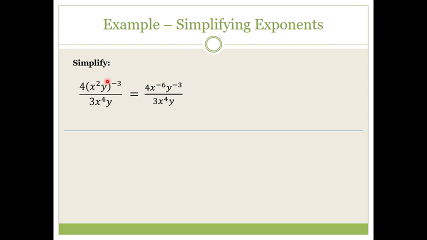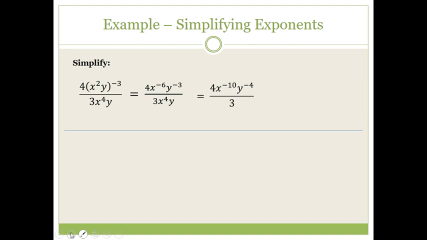Then remember, we don't see a 1 up here on the y, but there's an implied 1. So I went 1 times negative 3, which is negative 3. The 4 was outside of the parentheses. I wasn't raising the 4 to the negative 3rd power, just the stuff inside these parentheses. That's the base. All right, and I left the bottom the same.